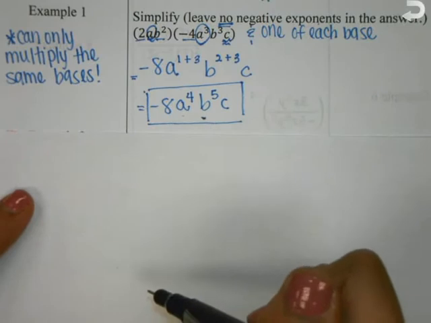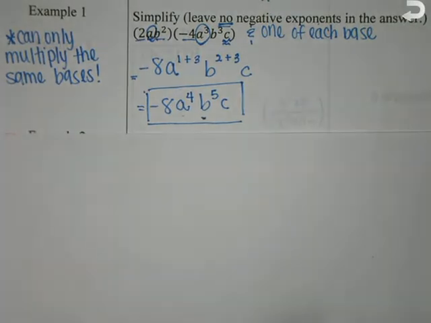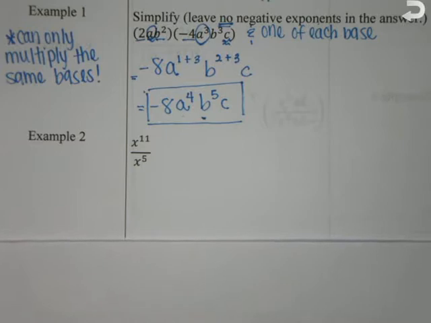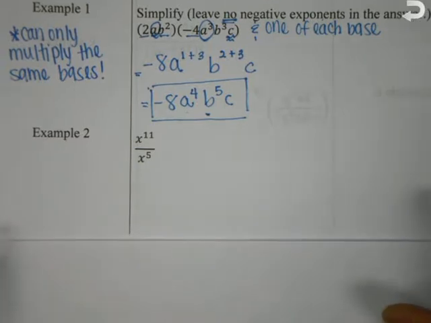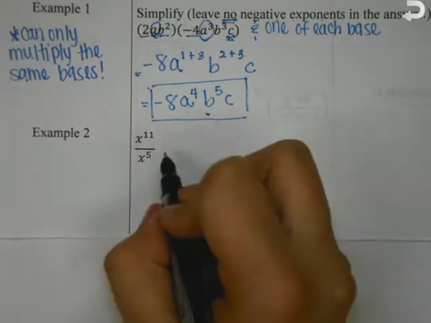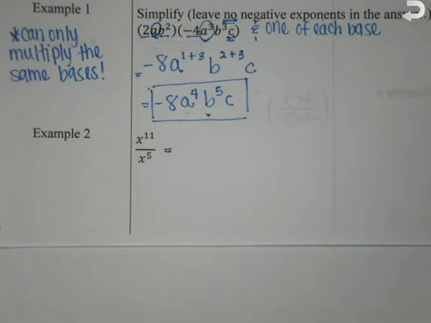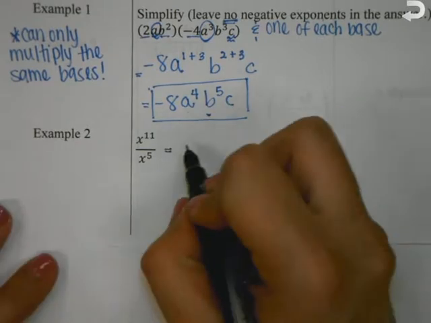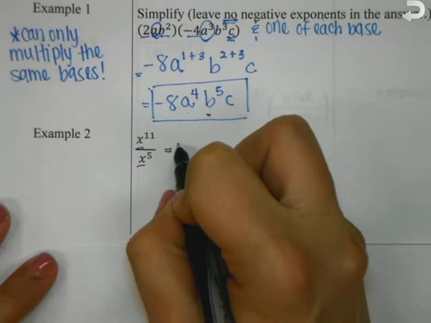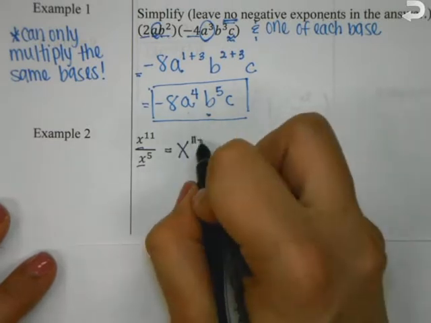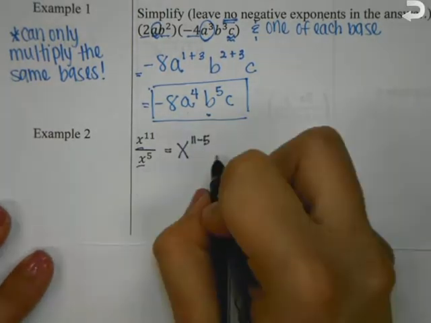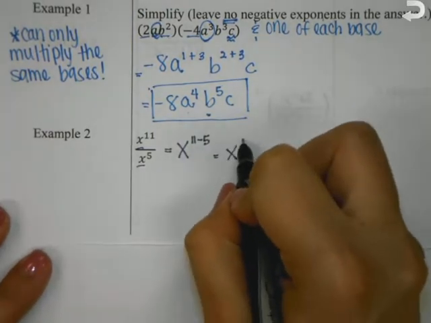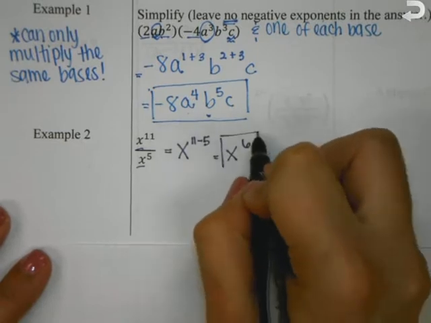Example 2. X to the 11th over x to the 5th. What do your notes say we do when we are dividing? Subtraction. So we keep the base, which is x. So this is going to be x to the 11 minus 5, which is x to the 6th. No negative exponents there. Only one x. So that's your answer.